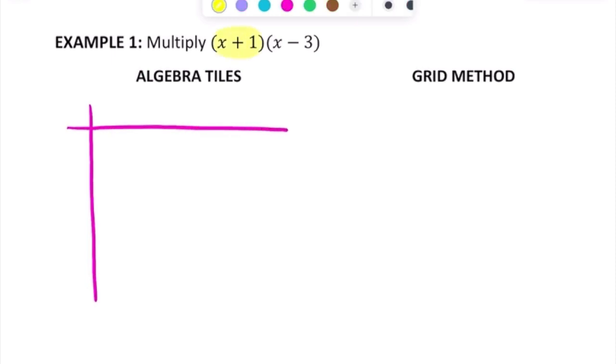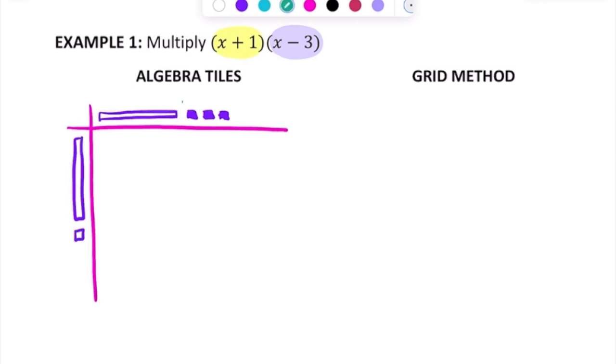And I have these 2 values as my dimensions. It doesn't matter which side I put them on. I'm going to put x and then plus 1 on my left-hand side there, and I'm going to put my x and my minus 3 along the top. Now, with algebra tiles, I don't write x and minus 3 and the x plus 1. I actually draw those tiles. So here's my x, and here's my 3 that I replaced the top for. Now it is a minus 3, so I am going to shade those all in. And then I'm going to have my x plus 1 along the side. All of those are positive, so I've got that there.